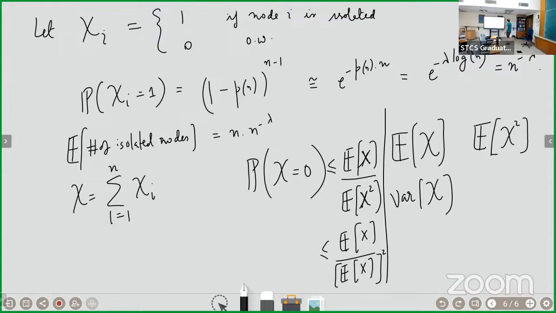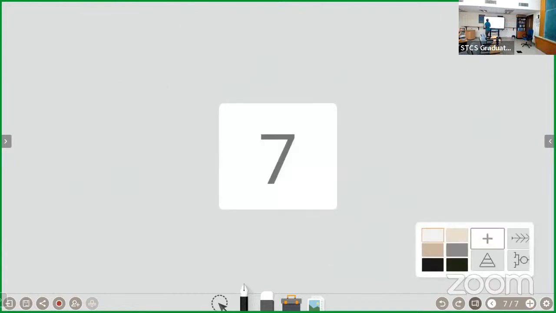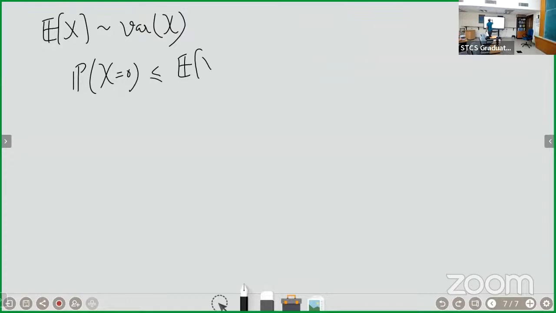Well, suppose the expected value of chi is roughly the variance of chi. Then what can I say? Are you okay? If not, you're not seeing this or you can't see it. This is a simple exercise for any positive random variable. Very simple. If you open the variance, you will just get it. This is what I want to use.